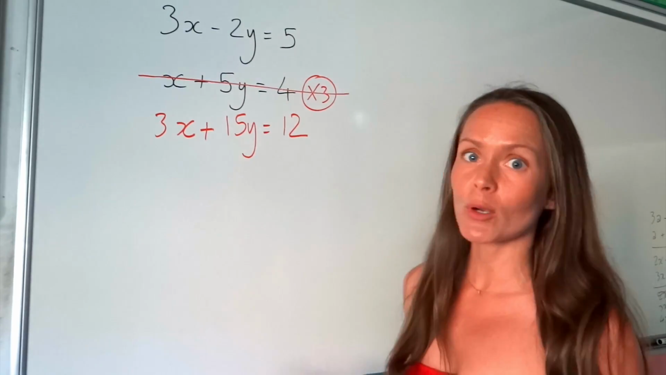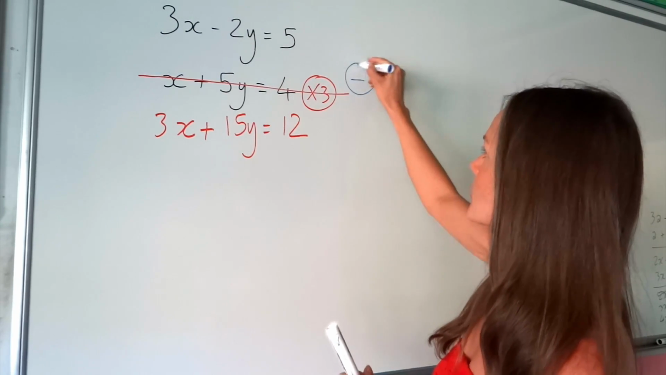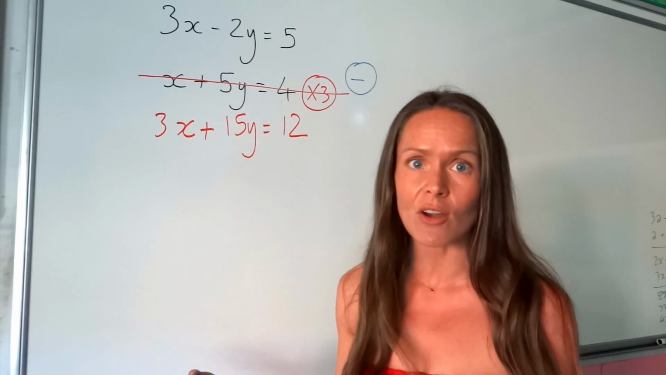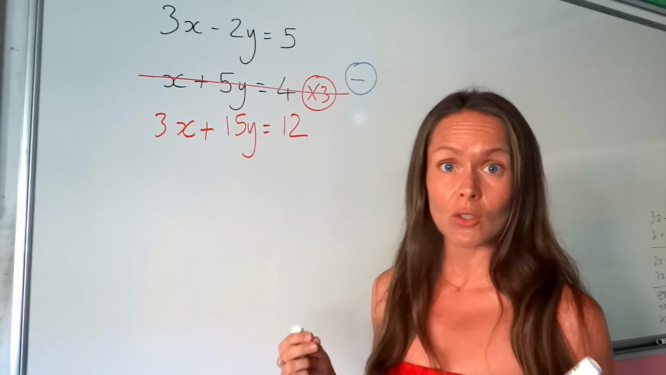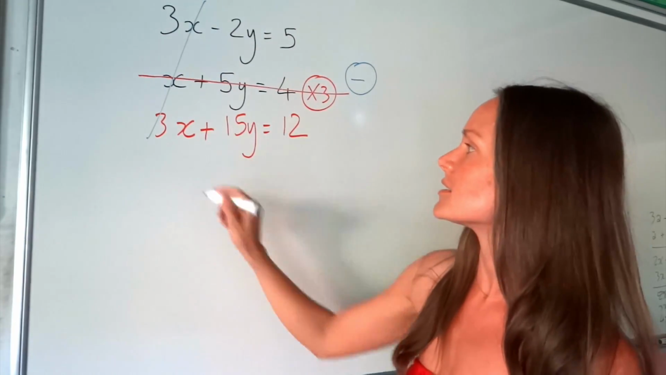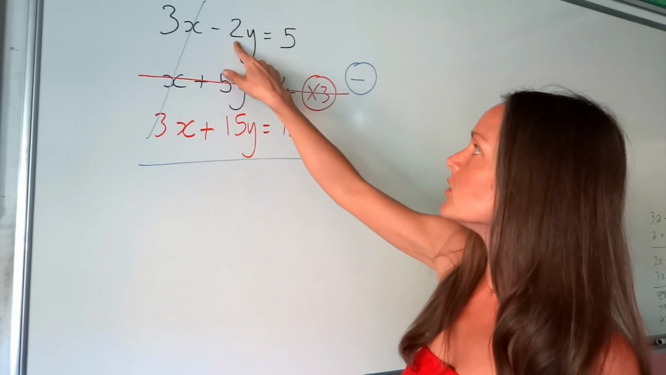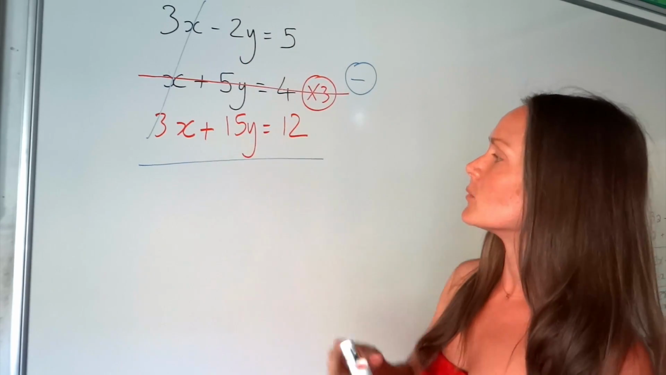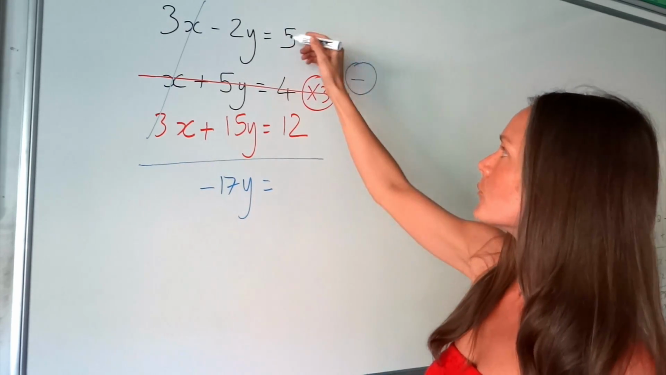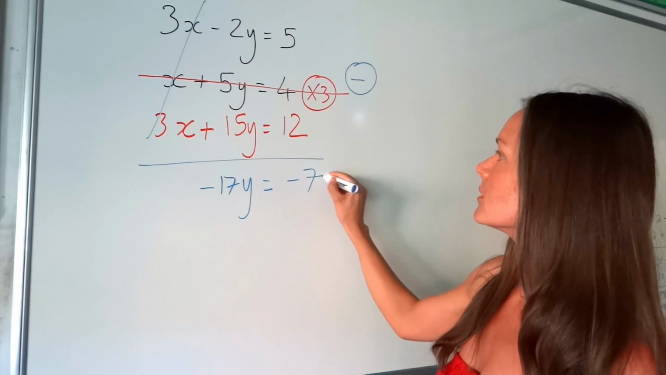So there's no point adding these equations together. This time we're going to subtract because 3x minus 3x is 0. Remember, we want it to go to 0 for either the x's or the y's. So I can cross out the x's in this one. Now if I subtract the y values, minus 2y take away 15y, that's minus 17y. And over here I've got 5 minus 12, which is minus 7.